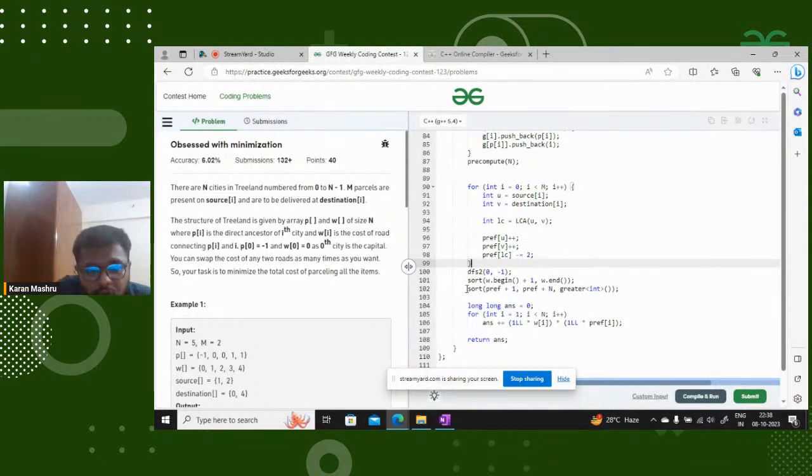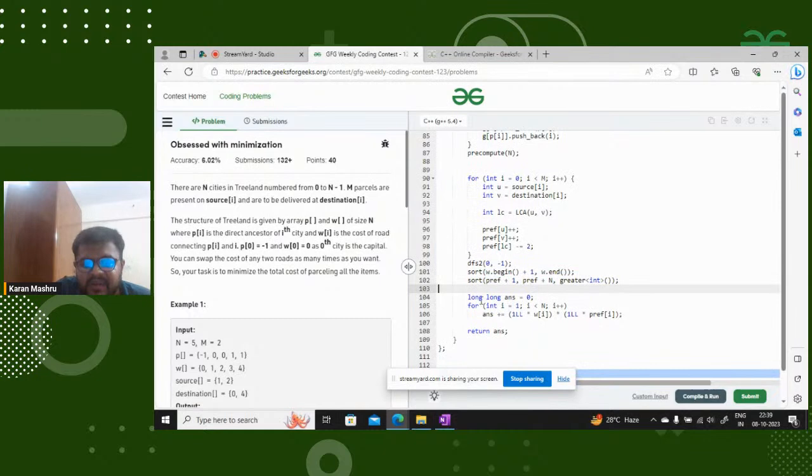Okay, and I will also sort the prefix array from first position to nth position, in descending order. Then starting from index 1 to n minus 1, I will add weight of i multiplied by prefix of i. Weight is sorted in ascending order, prefix is sorted in descending order. So the edge which is repeated the maximum number of times, the weight associated with it will be the minimum, and so the total sum will be minimum. And finally I'll return the answer.